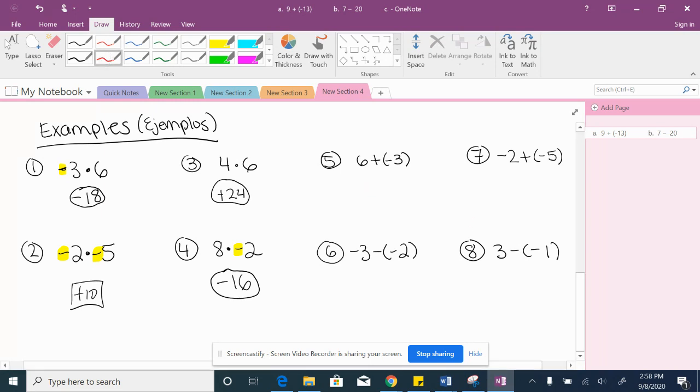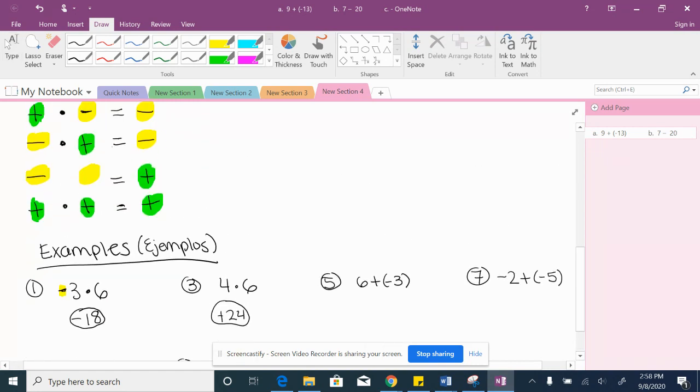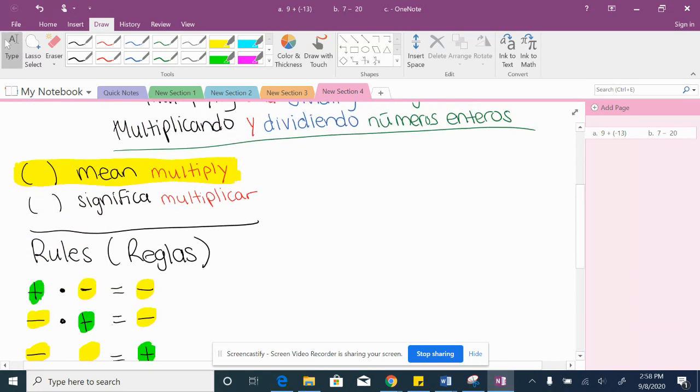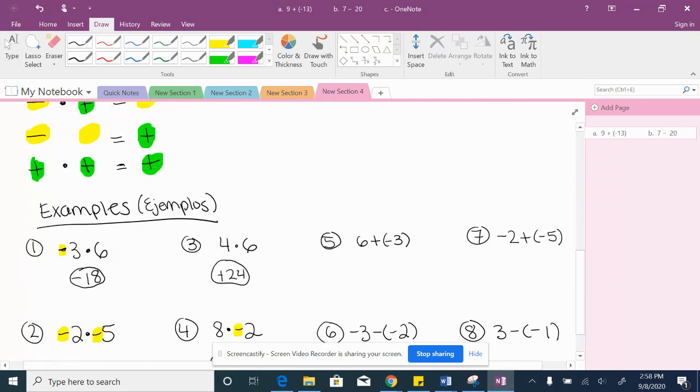Problems 5 to 8 are a little different. Problemas 5 a 8 son un poquito diferente. I told you that parentheses mean multiply. Te dije, paréntesis significa multiplicar.